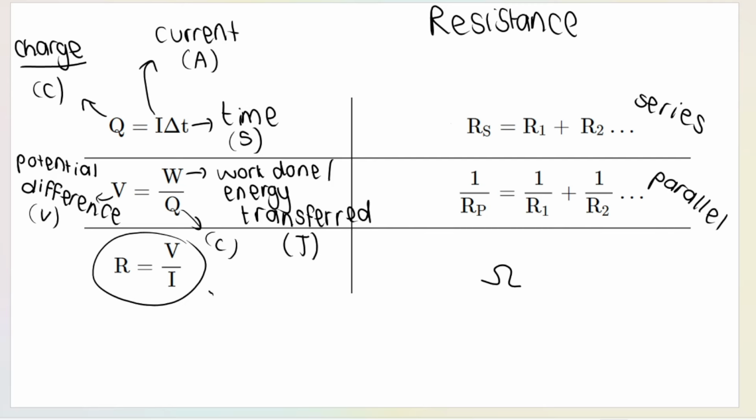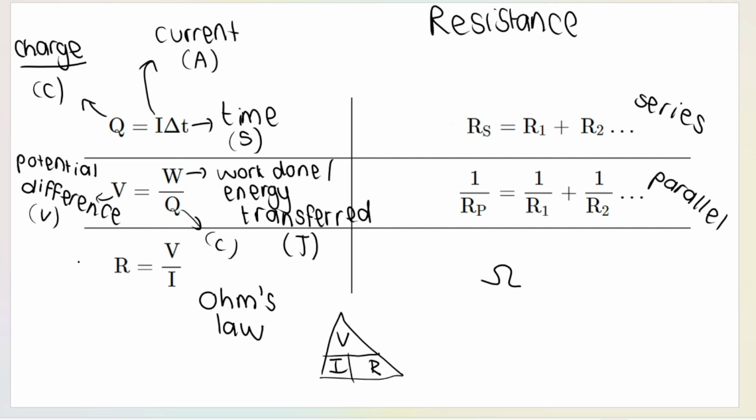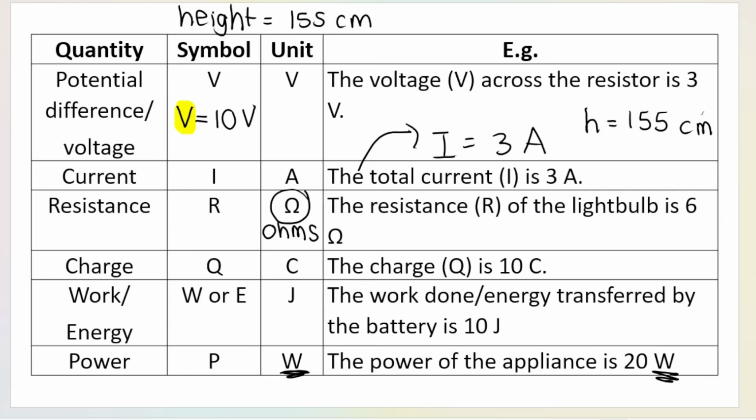This formula over here is representative of what we call Ohm's law. You may see it represented in a triangle like this: V, I, R. R is obviously resistance, measured in ohms. V is potential difference or voltage measured in volts. And I is current measured in amperes. You need to know when to use which formula, and in order to know that, you need to understand your quantities or your variables.